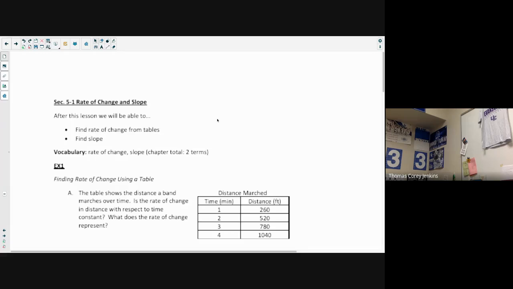Here with your first lesson for Chapter 5. It's about rate of change and slope. Those are basically synonyms of each other. And as you can see, those are two vocabulary terms. Rate of change, slope, same thing.